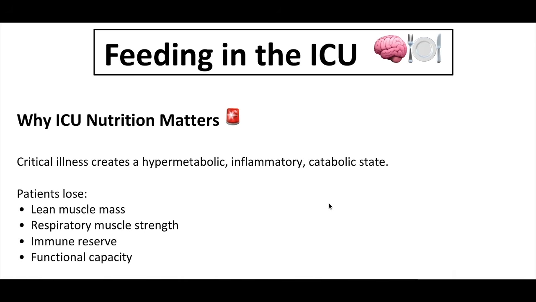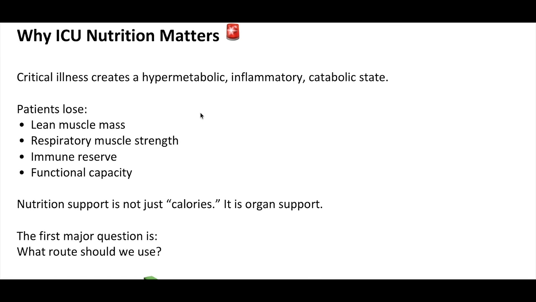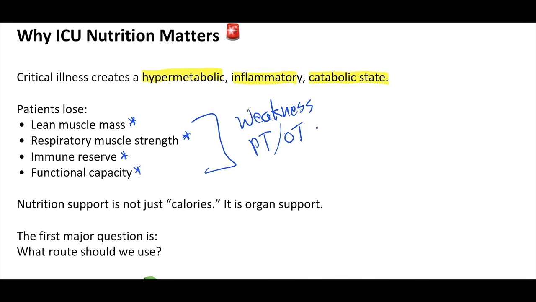Why ICU nutrition matters? Well, critical illness creates a hypermetabolic, inflammatory, catabolic state. We've all seen this, right? Patients lose muscle mass. They have respiratory muscle strength problems. It affects their immune reserve, their functional residual capacity, right? There's weakness that comes from this, significant PT, physical therapy, OT, occupational therapy needs, and it is very hard for patients to return to their previous baseline quickly. And some of this is probably related to nutrition.